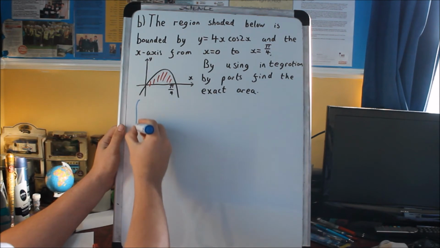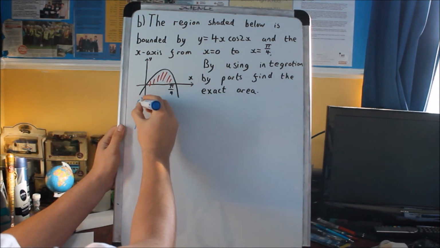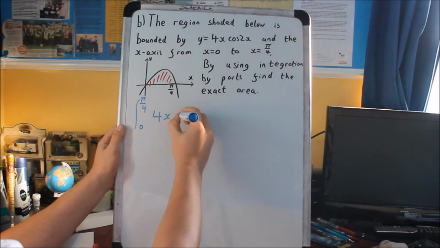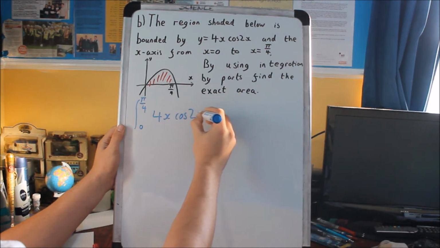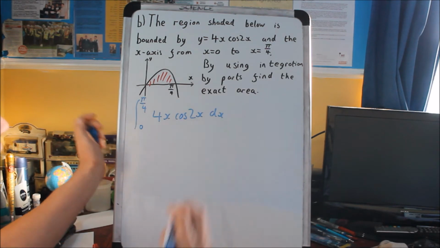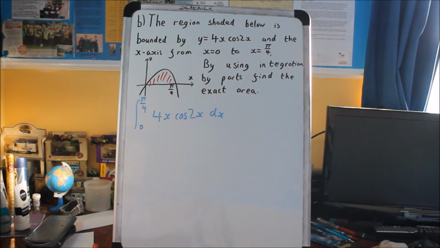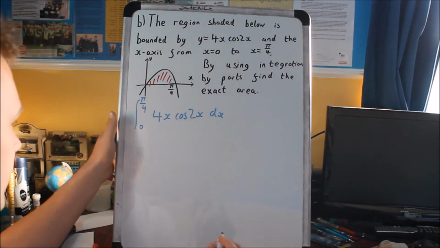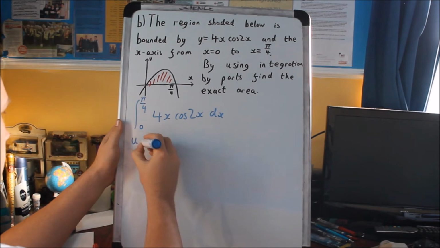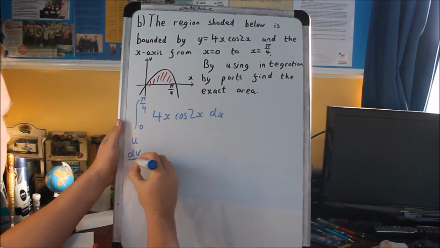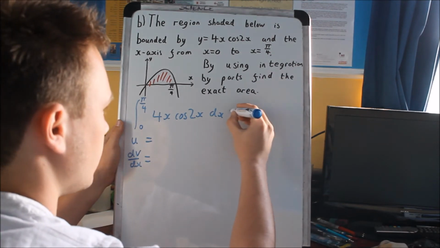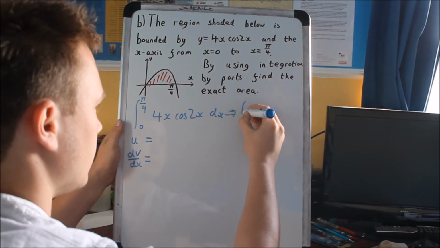So we're integrating between pi over 4 and 0, this 4x cos 2x with respect to x, and it's told us to do it by integration by parts. So it's of the correct form to do that, so it's quite easy. We need to assign a u, and we need to assign a dv by dx, and then we can apply the formula.